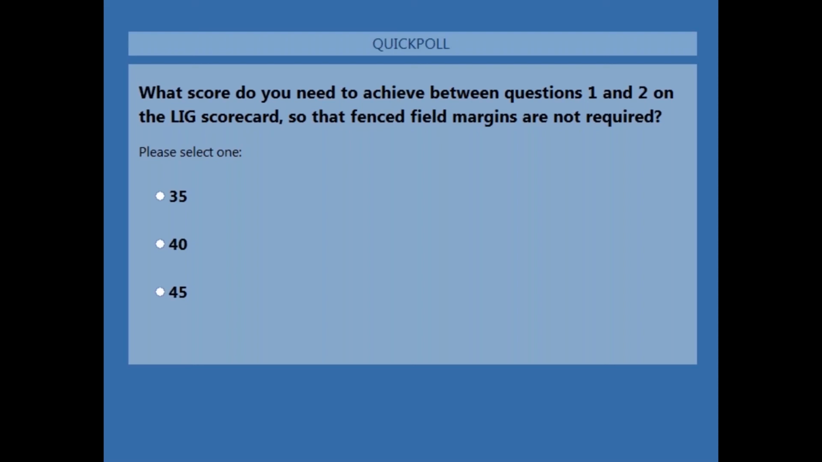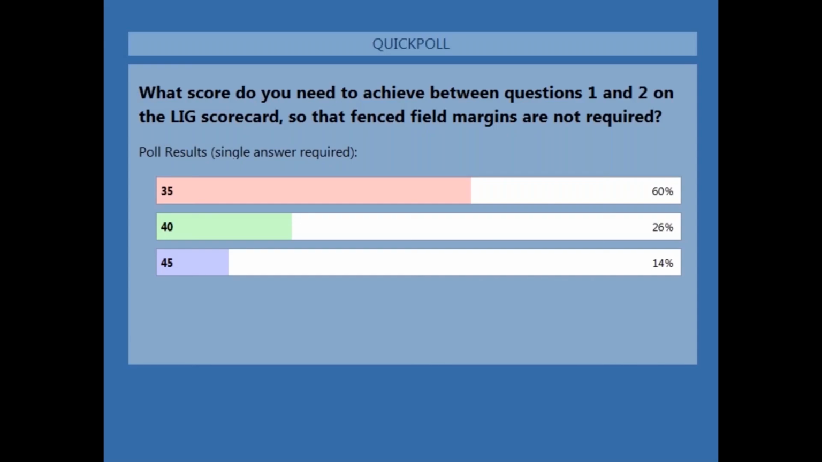Yeah, that's fine. Thanks, Tara. And we'll close the poll, I think. Now we'll just see the results. So yes, 60% got it right on that one. It's 35 that is the combined total for questions 1 and 2. So as Tara said, you're already looking at semi-natural species rich fields in that case, so there's no need for a fenced field margin.